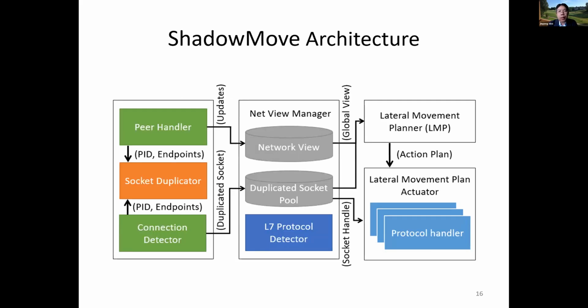Okay, so I'm going to talk about the design of ShadowMove. You can see this architecture. We have multiple components. We have the network view manager in the center, the component that learns, manages, and maintains the global network view that I introduced. Then there are two supporting components: the socket duplicator and the connection detector, and the peer handler, which I will describe on the next slide.